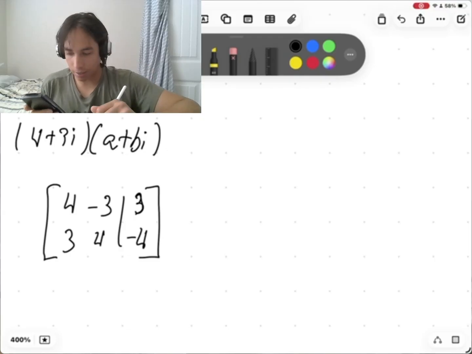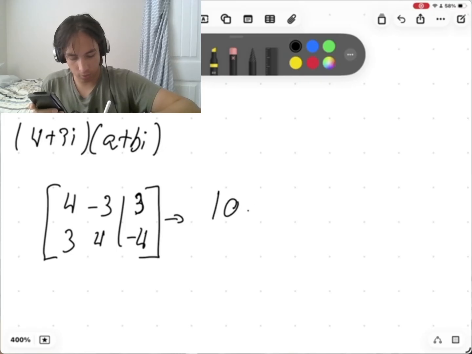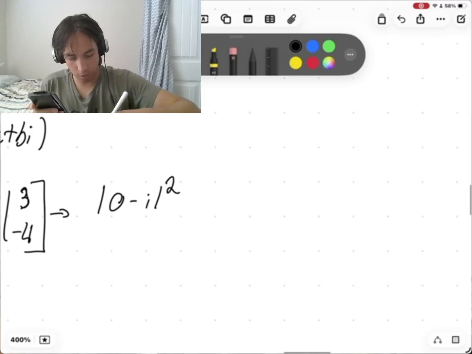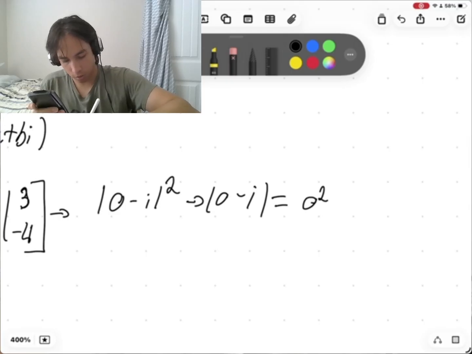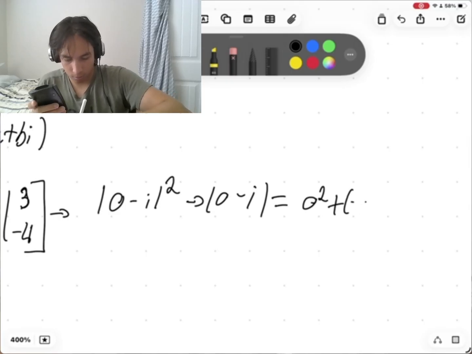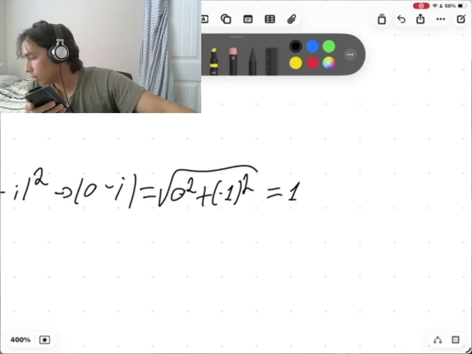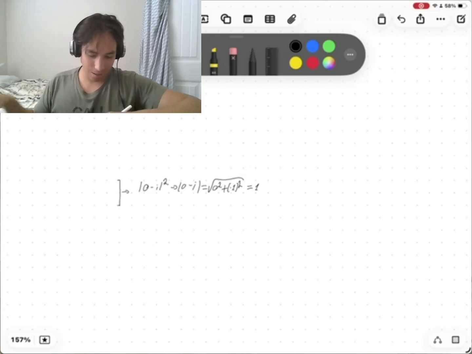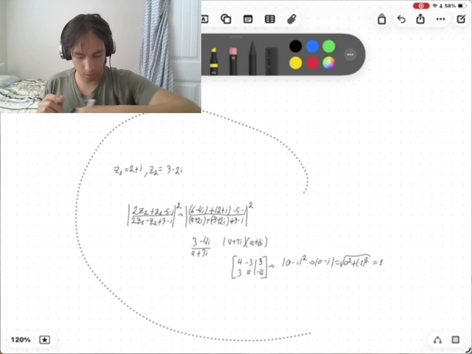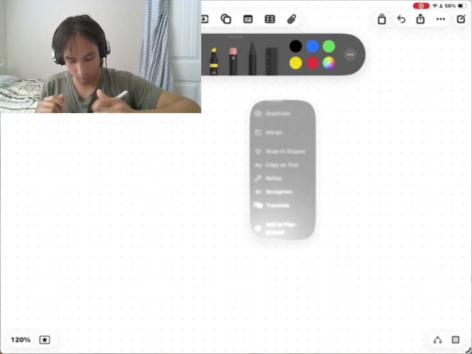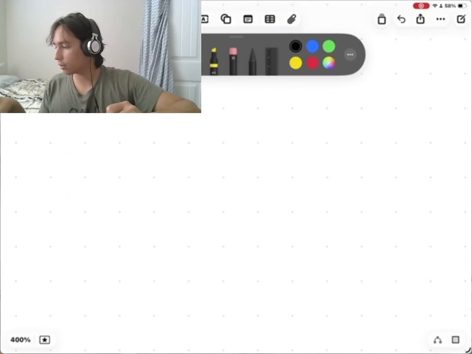Actually, that's not all. So we have 0 minus i squared, 0 minus i, 0 squared plus negative 1 squared, which equals 1. It is 1. As you can see, I thought it was going to take a lot more work, but no, it just looks scary. It's not really.